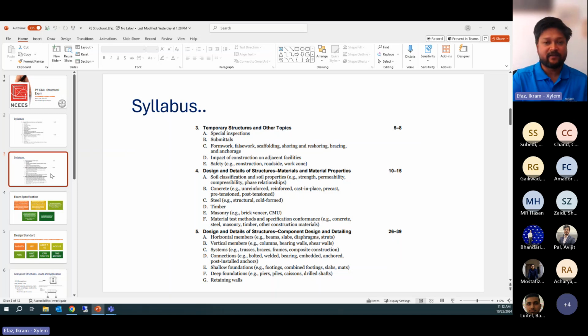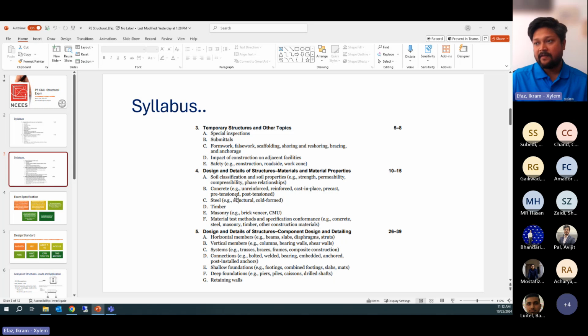The fourth and fifth sections are the most important sections. Basically, what I say is that the fourth section and the fifth section are the same. They're just saying it differently, but they're the same. I'll explain how. The fourth section is design and detail of structures, materials and material properties, where they discuss the soil classification, especially the phase diagram that you know. All the equations will be given. You just have to know how to use that phase diagram and the soil classification.